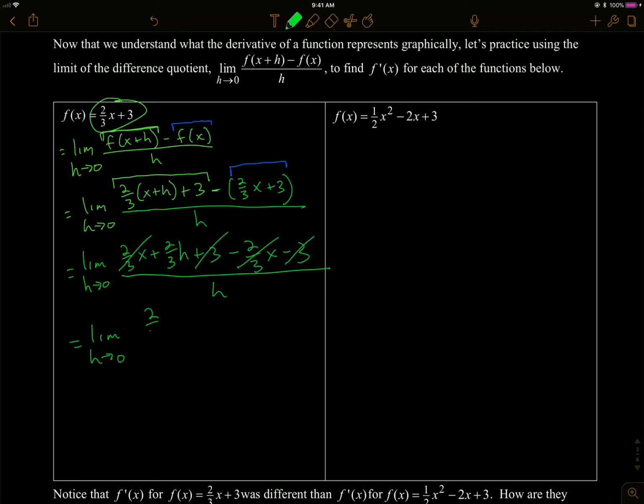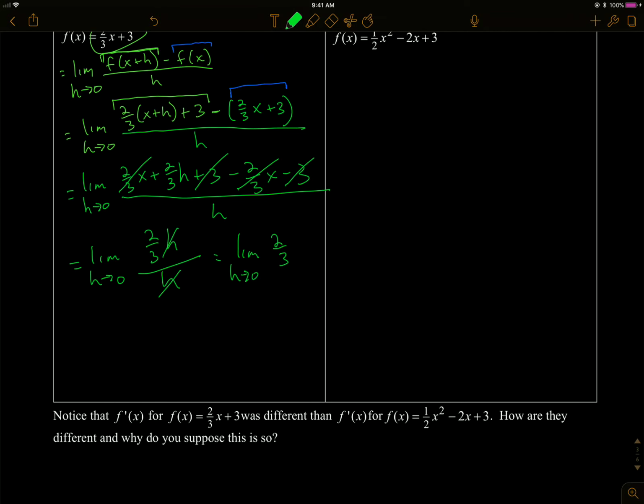So now I'm left with 2/3 h over h. I don't even have to factor. It just cancels out. So now I've got the limit as h approaches 0 of 2/3. So I can do direct substitution. And of course the limit of a constant is just itself.